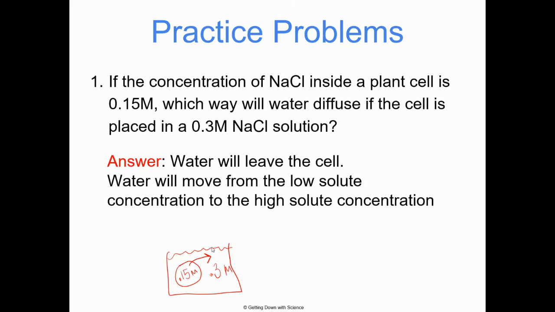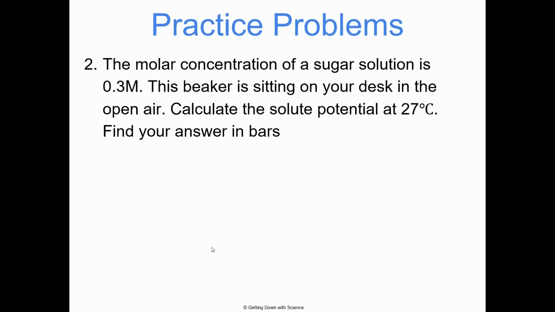Okay, let's look at our second practice problem. Go ahead, take a minute, read this, and try to do it on your own, and then we'll come back together. All right, so this one is asking us to calculate the solute potential at 27 degrees Celsius and to find our answer in bars. So we'll use this formula. Now let's go ahead and figure out what each of these is.